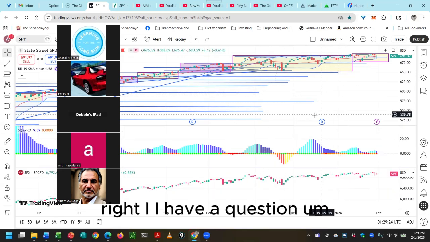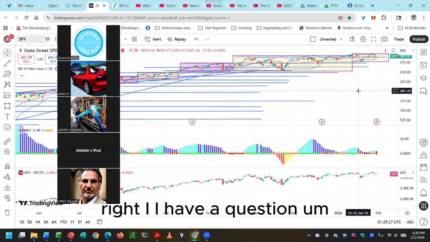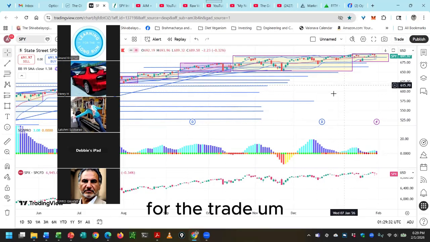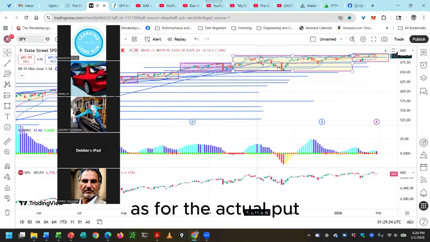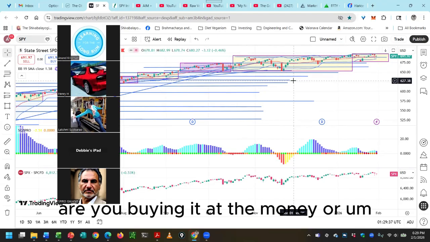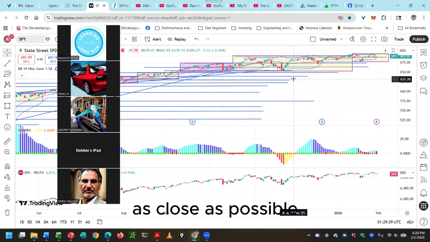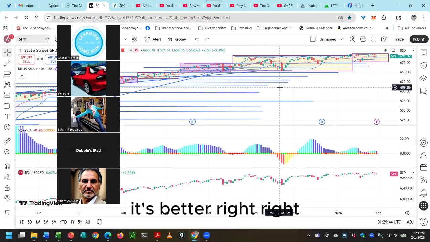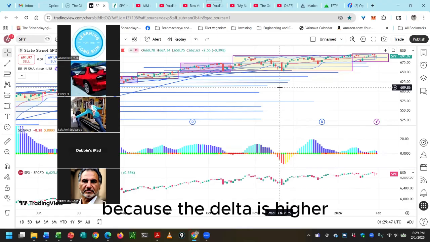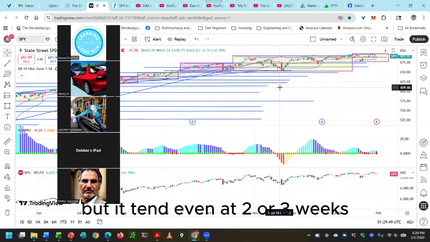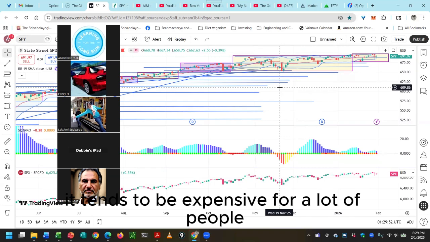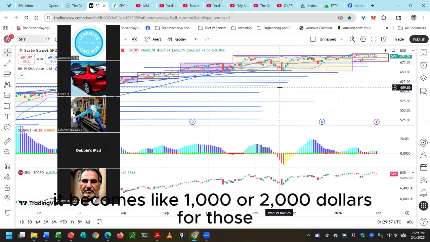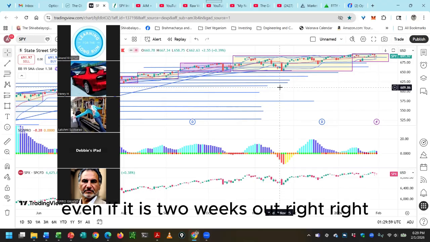I have a question. So the Darvas box is basically giving you your entry and exit for the trade. As for the actual put, are you buying it at the money or as close as possible? If we can get in the money, it's better, right? Because the delta is higher, but even at 2 or 3 weeks, it tends to be expensive for a lot of people. It becomes like $1,000 or $2,000, even if it is 2 weeks out.